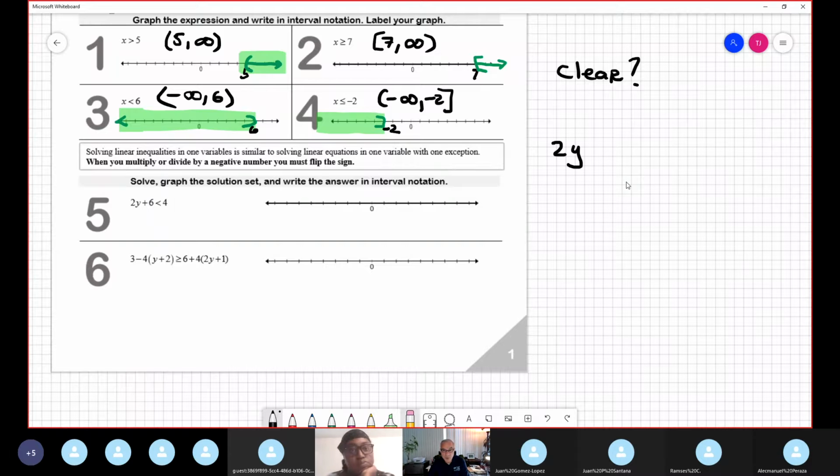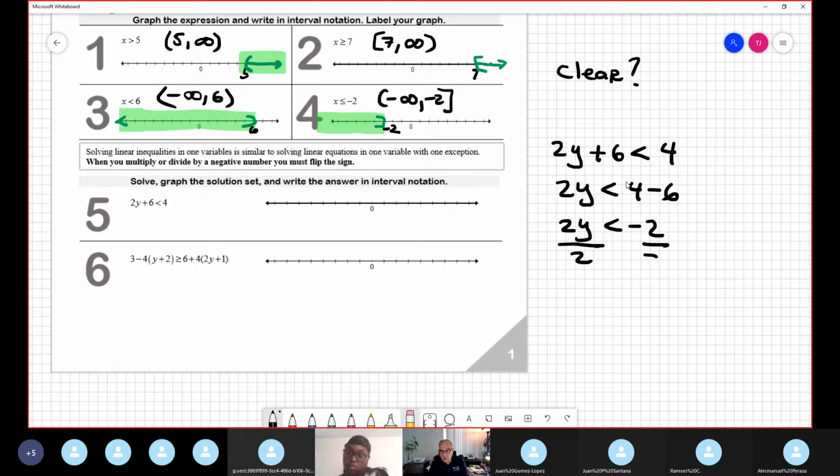So, 2y plus 6 less than 4. So, like an equation, 2y less than 4 minus 6. 2y less than negative 2, divided by 2, divided by 2. y is less than negative 1.